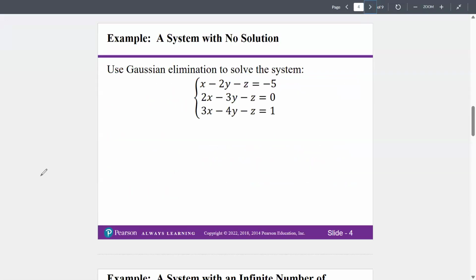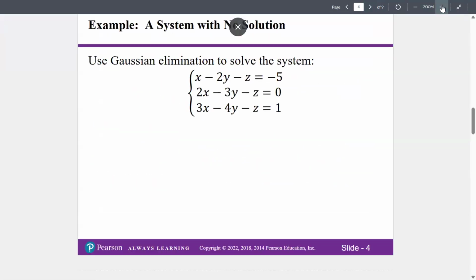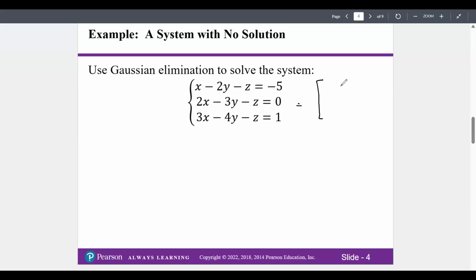We want to use Gaussian elimination to help us solve this particular system. So let's make our matrix again. Our matrix here will be 1, -2, -1, -5; 2, -3, -1, 0; and 3, -4, -1, 1. As you see, this is going to be no solutions. We already see that at the top. We're just going to see what happens to let us know that we have no solutions.